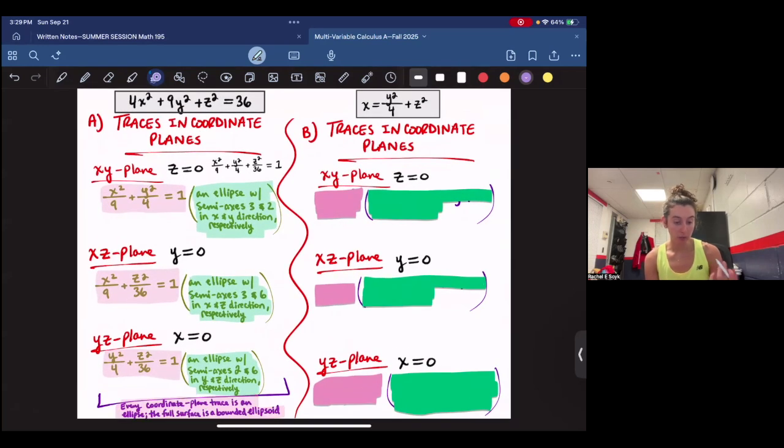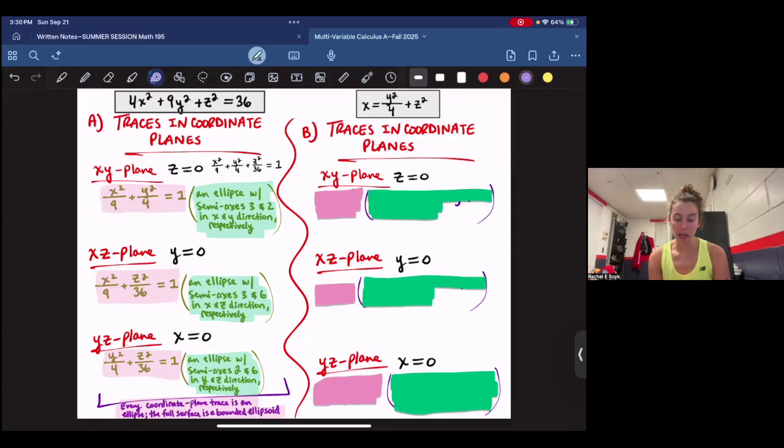And so what do we know based off of the traces for our ellipsoid? Well, we know that every coordinate plane has the trace to be an ellipse. And then once again, that full surface is bounded by an ellipse. Okay, so traces are an ellipse, full surface ellipsoid.